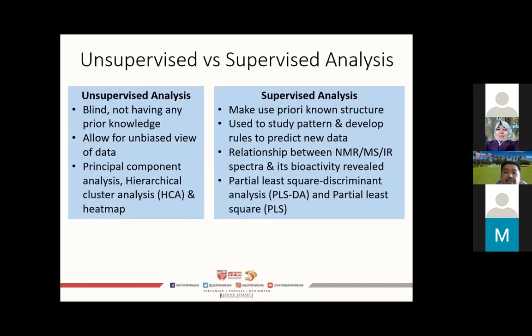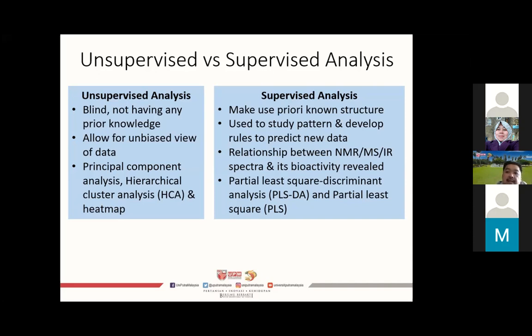This table shows the difference between unsupervised and supervised analysis. Unsupervised analysis has no prior knowledge, in which the algorithm is not provided with any pre-assigned labels or scores for the training data. It allows for an unbiased view of data. PCA, HCA, and heat map are examples of unsupervised analysis.